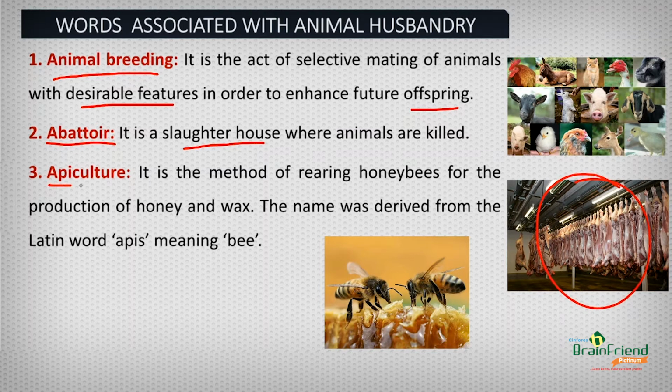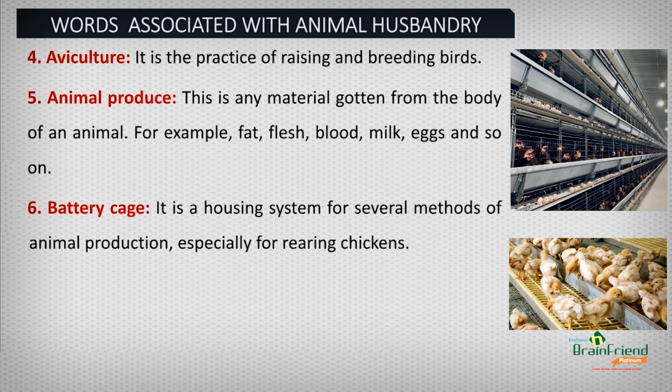Next, we have apiculture. This is a method of rearing honey bees for the production of honey and wax. And the name is derived from the Latin word apix, meaning bee. Moving on, we have aviculture. This is a rearing of birds.